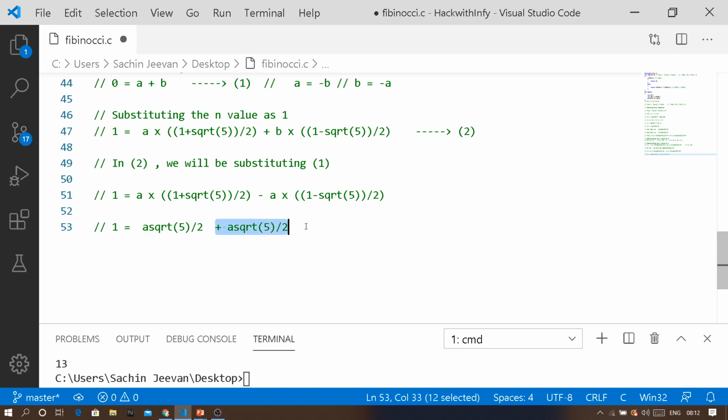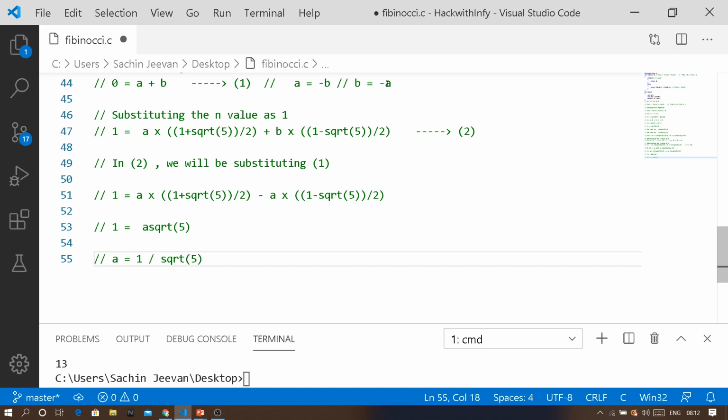This can be rewritten as 2 multiplied by a square root of 5 divided by 2. So this multiplication by 2 and this division by 2 will get cancelled. So what this is equal to, a square root of 5 is equal to 1. So what can we take as the value of a? Here it is in multiplication, so we can make it division. So a is equal to 1 divided by square root of 5. So what is the value of a? 1 divided by square root of 5.